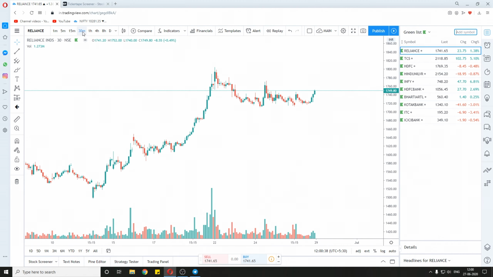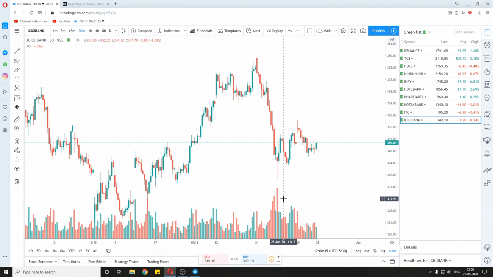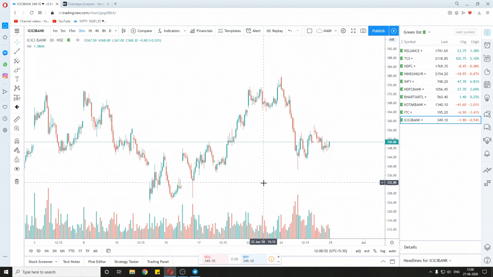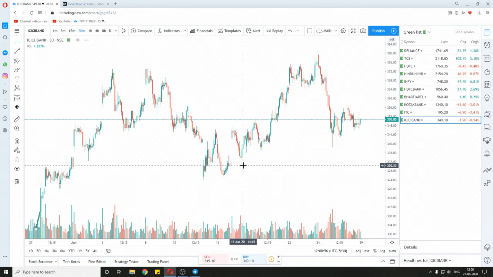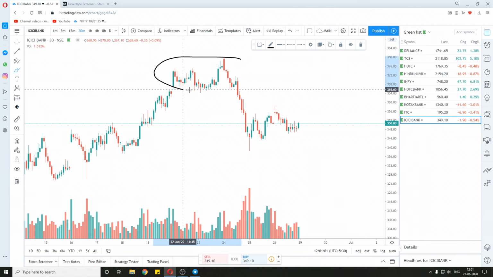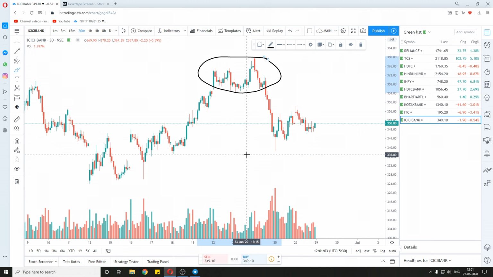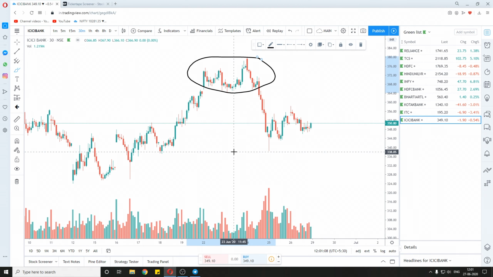Now we will go to the 30-minute time frame and start analyzing. So we'll start from the bottom, ICICI Bank. Then what we will try to do is find some breakouts and some sideways market, so we can apply the volume profile and see. So here, I can see there was some accumulation at the top, but nothing very clear. And if we can't find anything good, then we move on to the next stock.